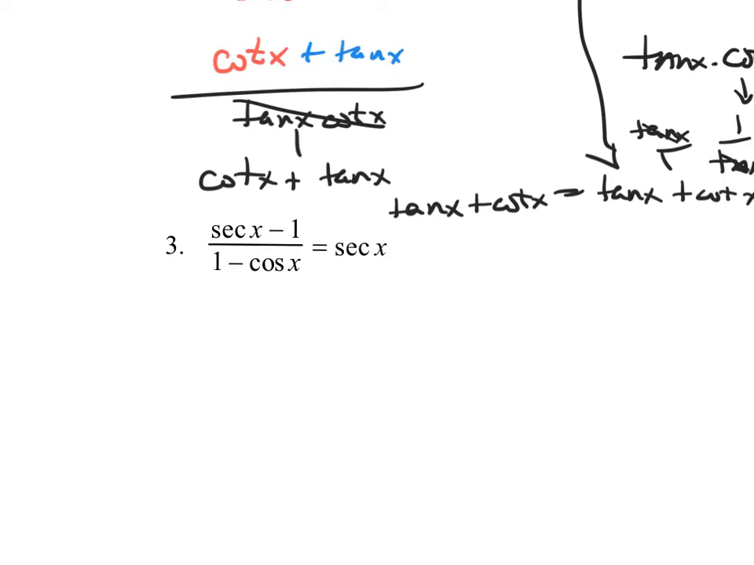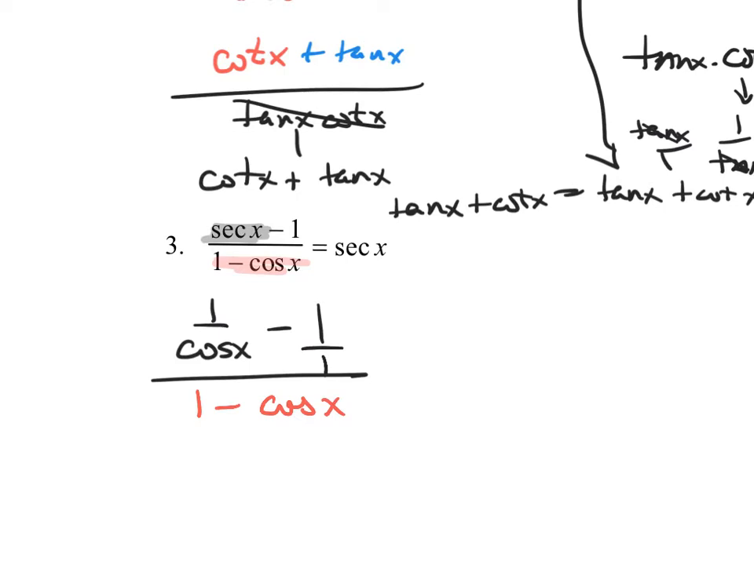I'm going to show you a simpler way to do it by just changing secant into cosine. So I'm going to change the secant that's right here, and I'm going to make this 1 over cosine minus 1. That's my numerator. And then my denominator, just going to rewrite it, 1 minus cosine x. For my numerator, I need to find a common denominator. So if I put a 1 here, my common denominator is going to be cosine. So multiply top and bottom here by cosine.